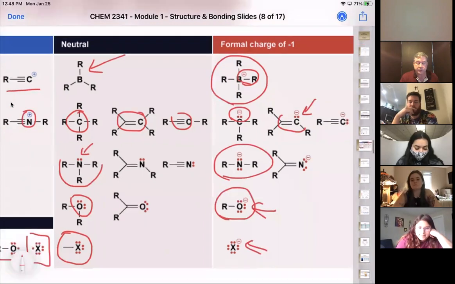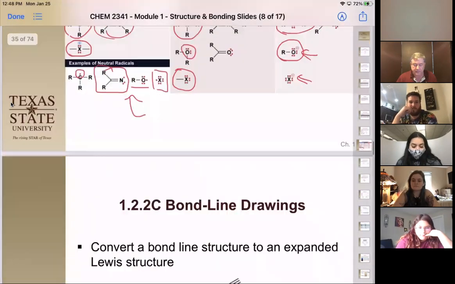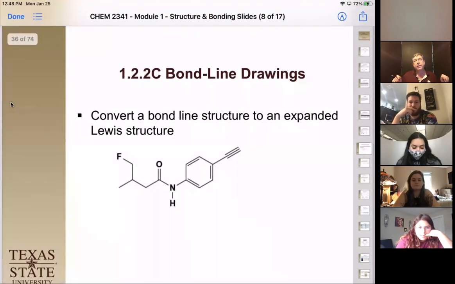Okay, so questions about some common Lewis dot structures and the fact that they can be charged, neutral, or even have unpaired electrons in the radical form? Okay, so let's continue on. And now that we have an understanding of why the lines are there and why the lone pairs are there, let's talk about the more common way chemists draw these structures.